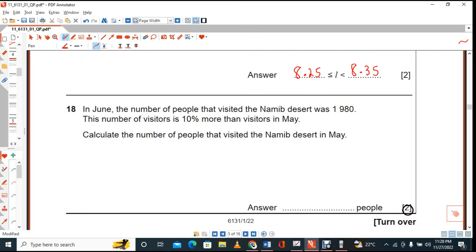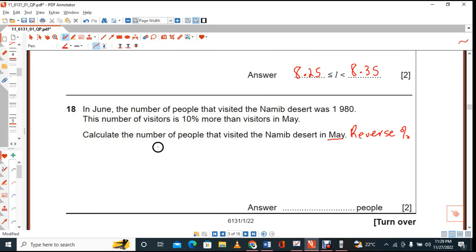In June, the number of people that visited the Namib Desert was 1,980. That's in June. This number of visitors is 10% more than the number of visitors in May. Calculate the number of people that visited the Namib Desert in May. So we are now looking at the previous month. So this is a reverse percentage situation.